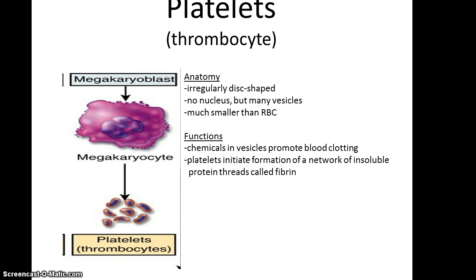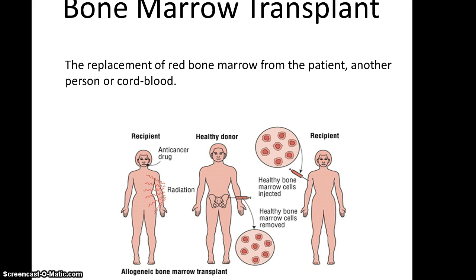Thrombocytes. Thrombocytes are also known as platelets. They are tiny, smaller than red blood cells. They're regularly shaped discs. They have no nuclei, but they do have some vesicles. And these vesicles contain chemicals that help promote blood clotting, which is very important because we don't want to bleed out and die. Platelets initiate this by releasing those chemicals that then causes the fibrinogen in the blood to become fibrin, which then acts as protein threads that sort of make a mesh for the clot to form on.